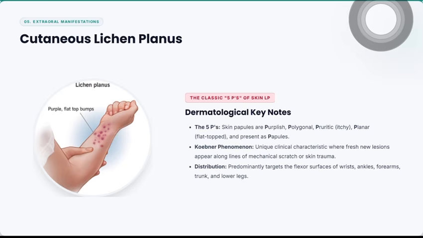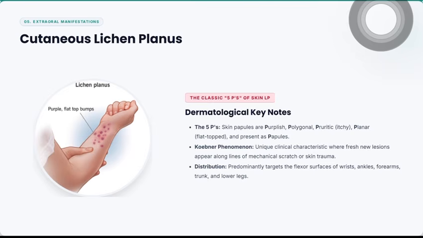Cutaneous lichen planus. As the name suggests, it is present on skin. Skin lesions appear as purplish, polygonal, itchy papules with wide keratotic tops. They commonly occur on the flexor surface of wrists, arms, and legs. A very important feature is the Koebner phenomenon. New lesions appear along lines of scratching or trauma. Skin lesions may accompany oral lesions in 35 to 44% of cases.